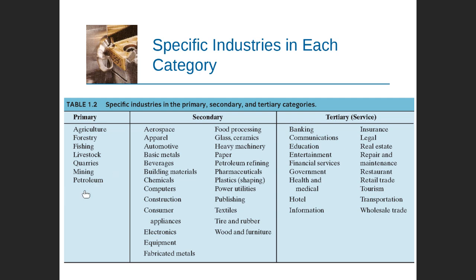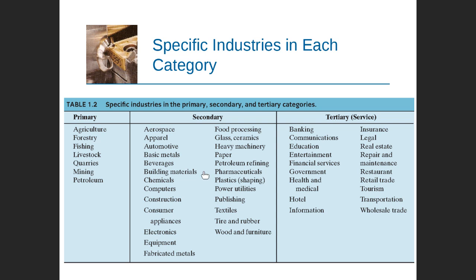This is the kind of natural resources. You take the raw material, you obtain or extract the raw material from the natural resources. This is the first type of industry, which is the primary.